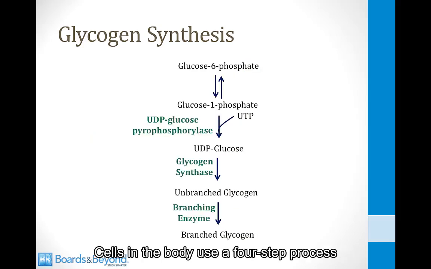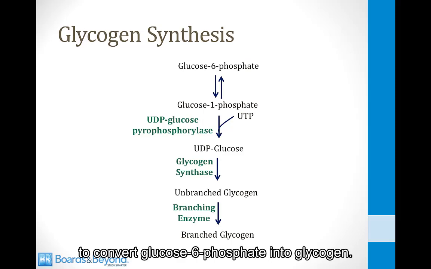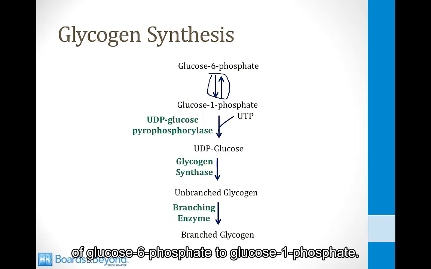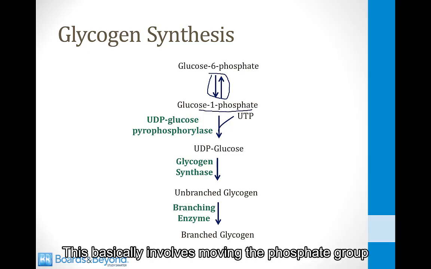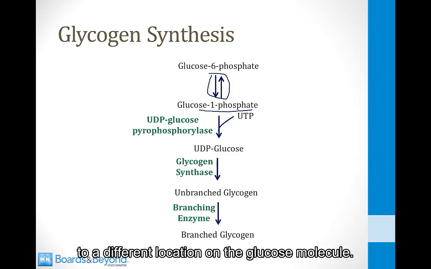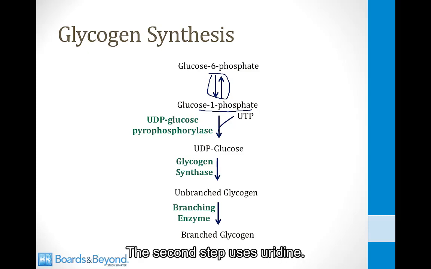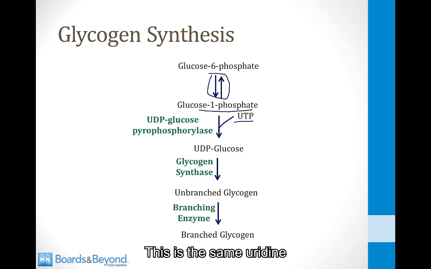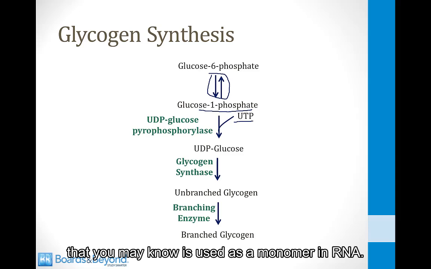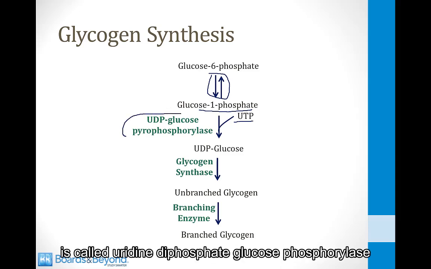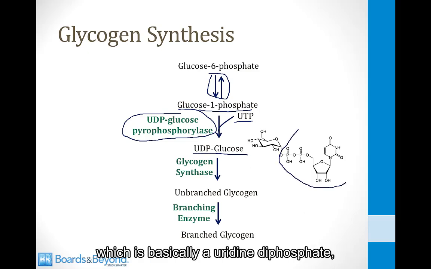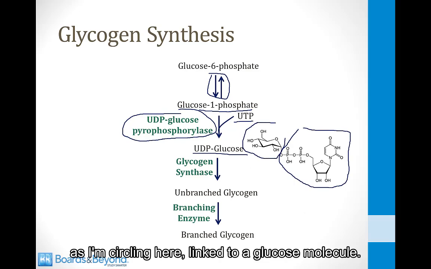Cells in the body use a 4-step process to convert glucose 6-phosphate into glycogen. The first step is a reversible step. It involves the conversion of glucose 6-phosphate to glucose 1-phosphate. This basically involves moving the phosphate group to a different location on the glucose molecule. The second step uses uridine. It takes a molecule of uridine triphosphate and reacts it with glucose. This is the same uridine that you may know is used as a monomer in RNA. The enzyme that performs this step is called uridine diphosphate glucose phosphorylase, and it creates a molecule called UDP glucose, which is basically a uridine diphosphate, as I'm circling here, linked to a glucose molecule.